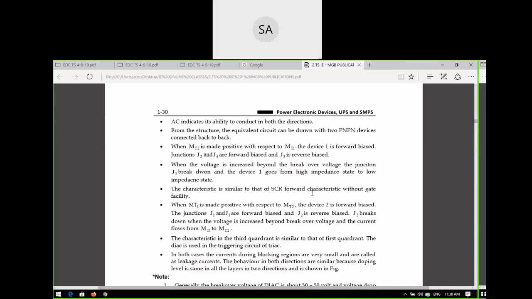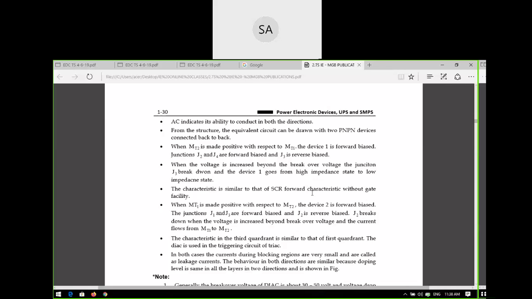If MT2 is positive with respect to MT1, the device is forward biased, junctions J2 and J4 are forward biased and J3 is reverse biased. When the voltage is increased beyond the breakover voltage, the junction J3 breaks down and the device goes from a high impedance state to a low impedance state. Is it clear?